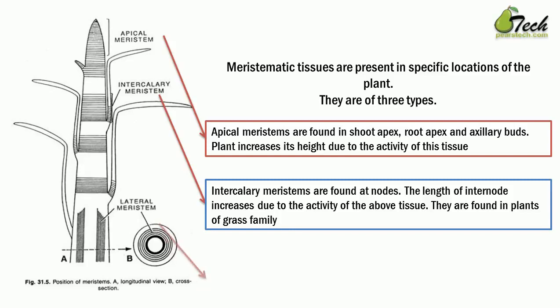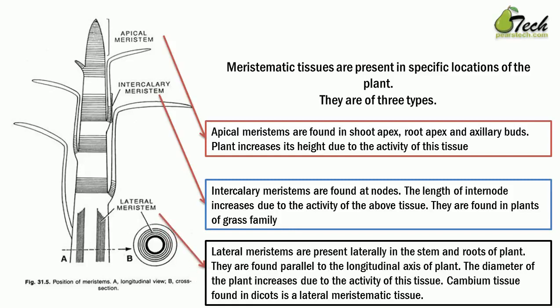And the third one is the lateral meristem. Lateral meristems are present laterally in the stem and roots of the plant. They are found parallel to the longitudinal axis of the plant. The diameter of the plant increases due to the activity of this tissue. Cambium tissue found in dicots is a lateral meristem tissue.